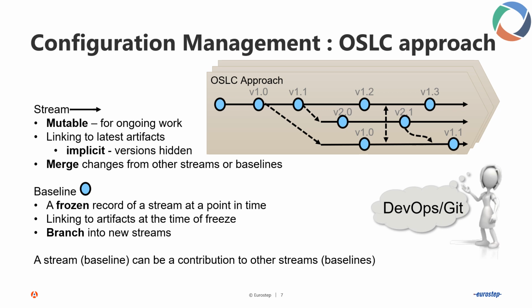You can merge changes from other streams or from baselines into the current stream. The baseline is a frozen record of a stream at a point in time. So when you link to artifacts, you are linking to them at the time of freeze. You can branch into new streams, and a stream or a baseline can be a contribution to other streams. This is very much thinking of how it's done in Git repositories for software development.